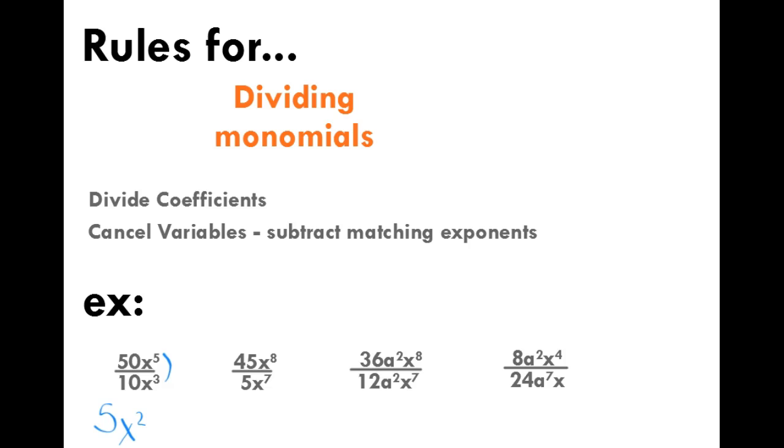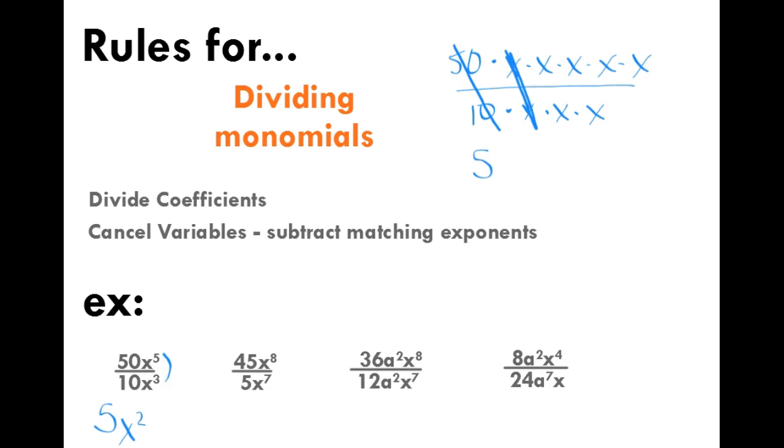And the reason this works is, I'll do this up here. So if you have 50 times 5 x's, and then underneath you have 10 times 3 x's, this reduces to 5. That's where our 5 came from. And then every time you have x over x, they cancel each other out or become 1, because x goes into x 1 time. And that happens 3 times until there's none left on the bottom and only 2 left on top. And that's where our x squared comes from, right there.